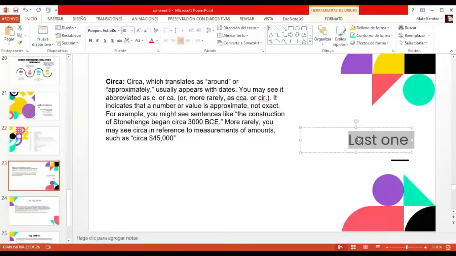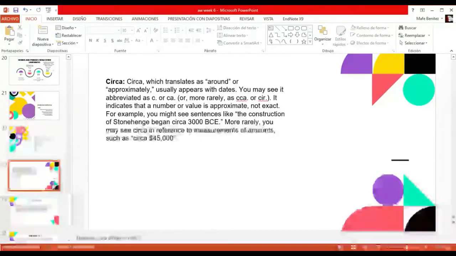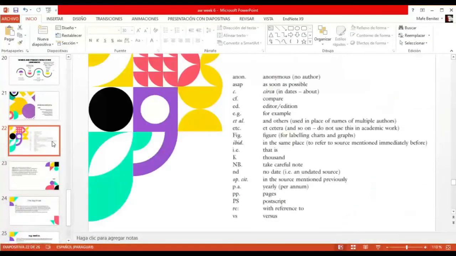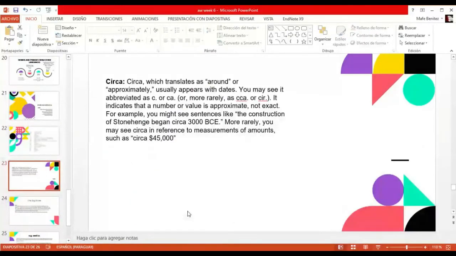I wrote last one here, but no. These should have been in the previous section. I don't know why this came here. Circa was here. Circa, which translates as around or approximately, usually appears with dates. You may see it in abbreviations such as c. or ca., or more rarely as cca. or cir. It indicates that a number or value is approximate, not exact.